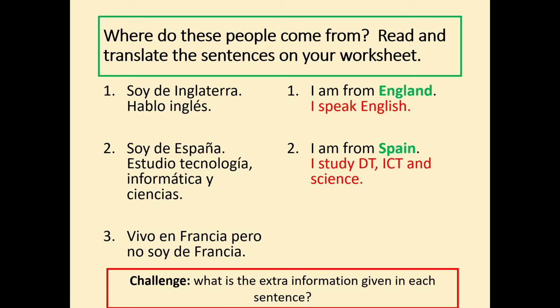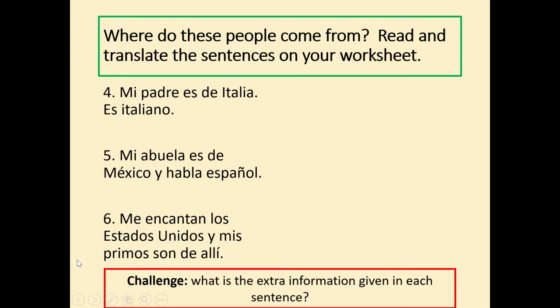And number 3, vivo en Francia, pero no soy de Francia. This is a bit of a trick question here because they say they live in France, but they actually say they are not from France because we've got our negative use of no soy de Francia. Number 4, mi padre es de Italia, es italiano. My dad is from Italy, he is Italian. We've got our green and red separation there.